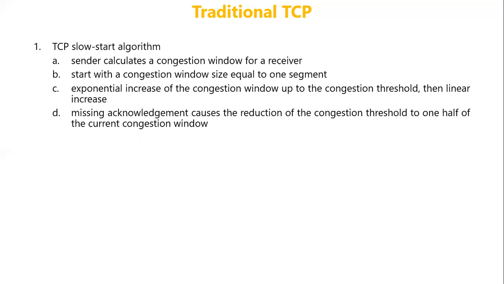Next time it will send two packets and wait for the acknowledgement. Again, after receiving two acknowledgements, it will double the congestion window. It will send four TCP packets and wait for acknowledgement. If all four acknowledgements are received, then again it will double to 8. Like this it continues. So this is called exponential growth of the congestion window in the slow start mechanism.